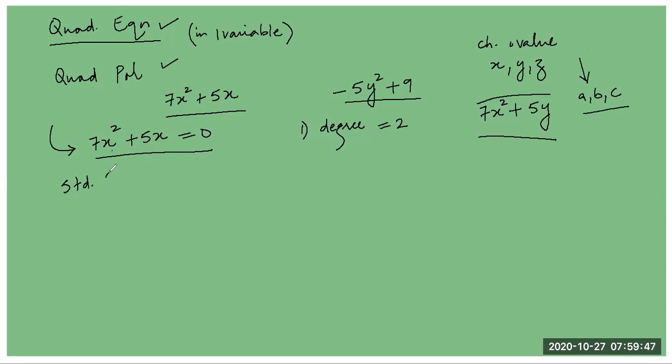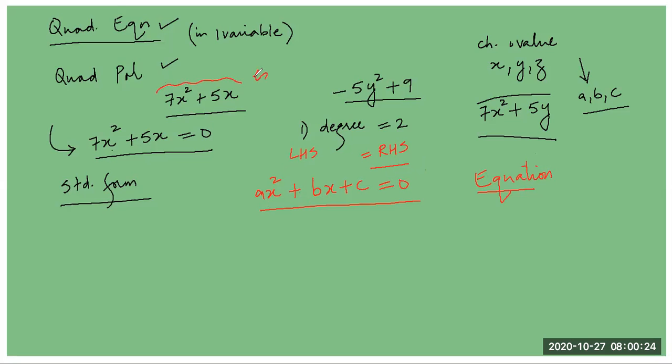Okay. So, what is number one? The standard form of a quadratic equation. Students, very important. The standard form of a quadratic equation in one variable can be written as ax square plus bx plus c is equal to 0. See, this must be equal to 0. Then only it becomes an equation. See, the word equation has the word equal in it. That means something on the left hand side is equal to something on the right hand side. Then only it becomes an equation. Otherwise, it remains an expression, and the expression is known as a polynomial.